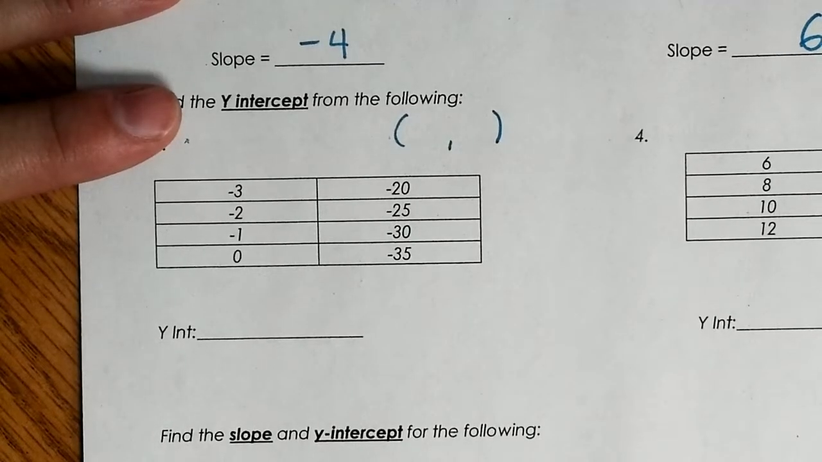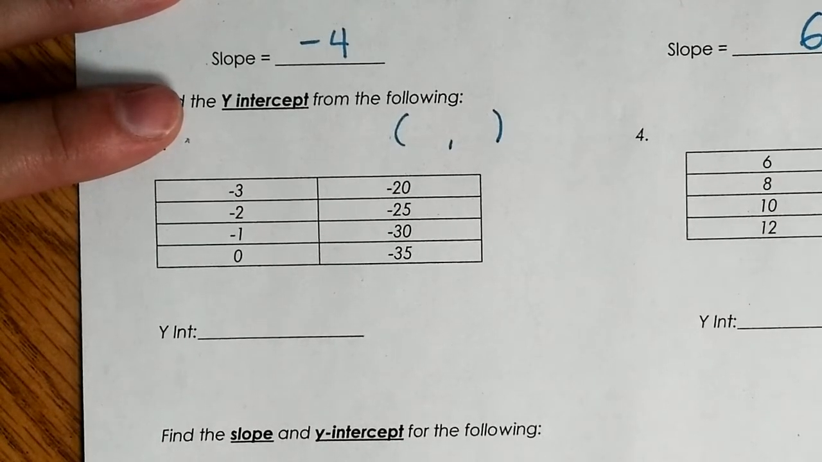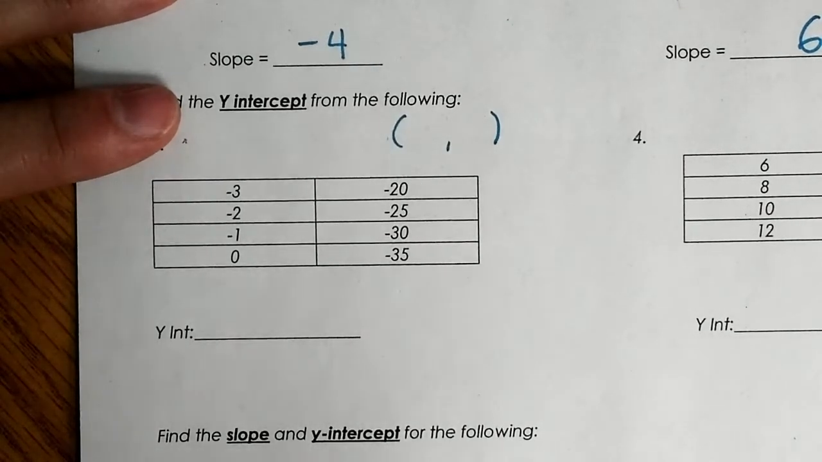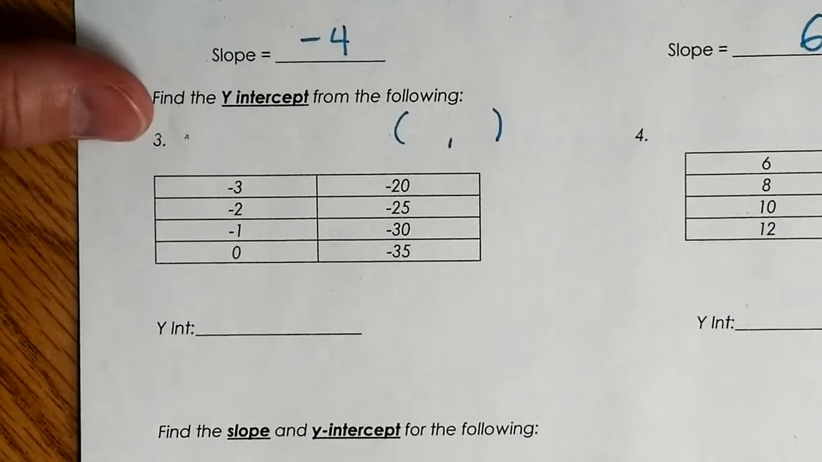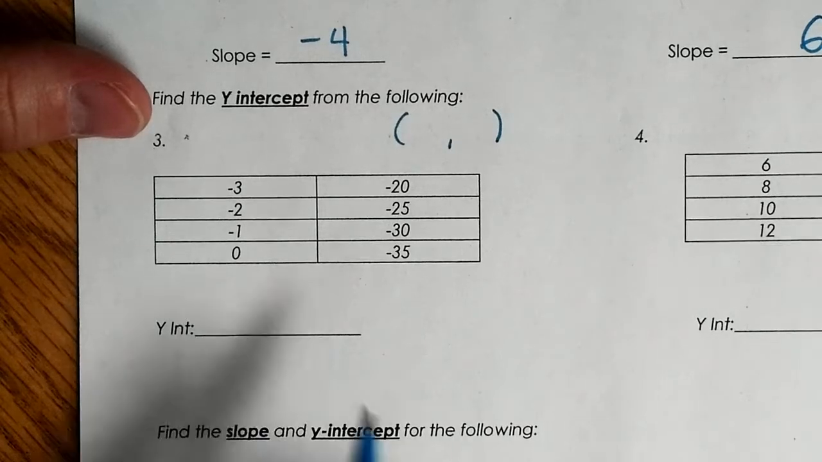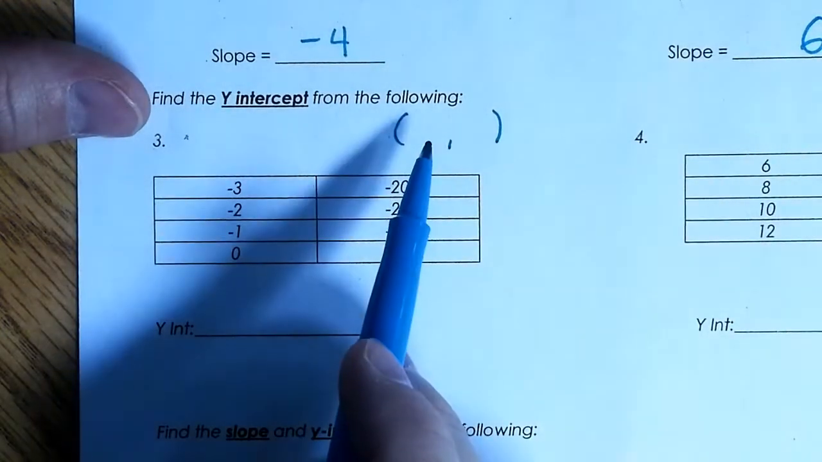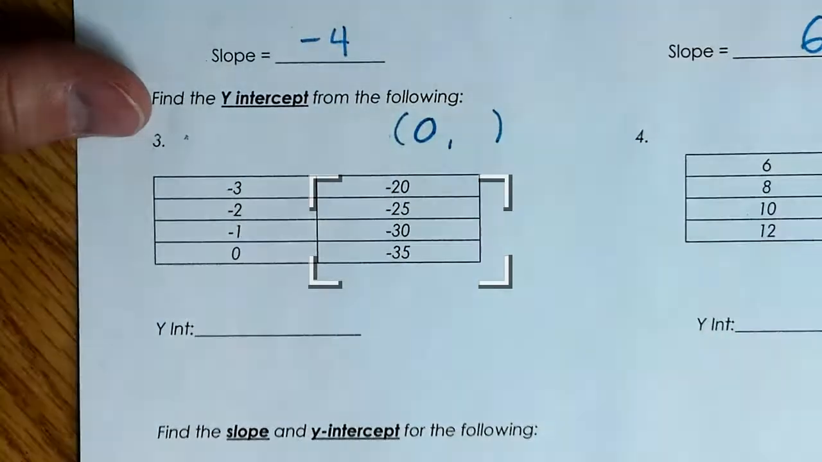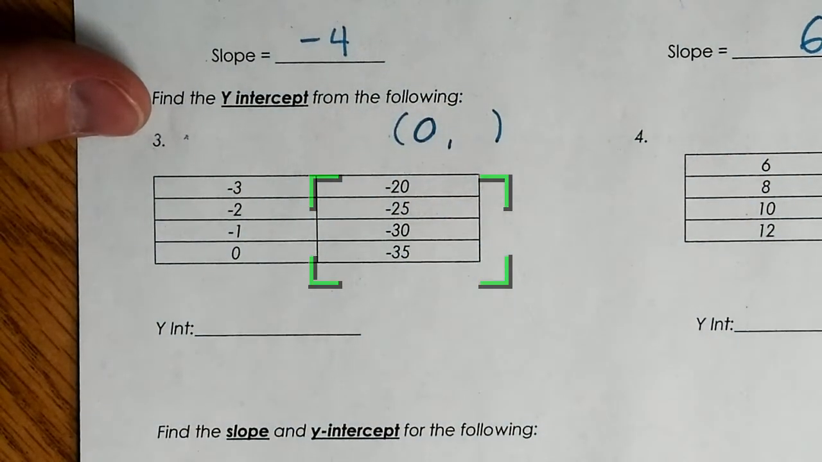Not 1? Not positive? No. No, all right, so I guess this might be new information. For the y-intercept, the x is always going to be 0. The x is always 0.